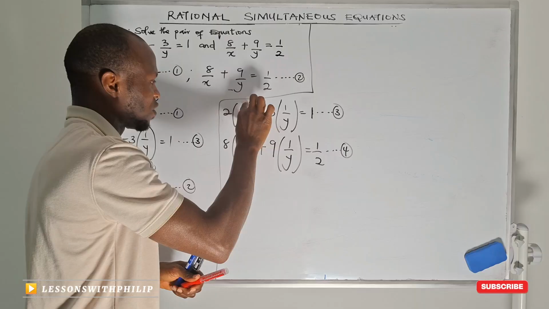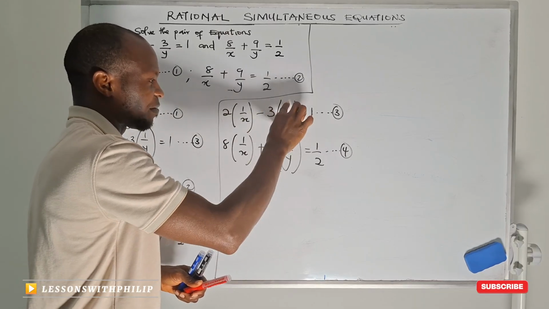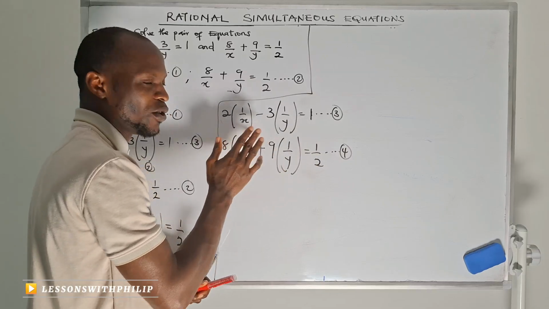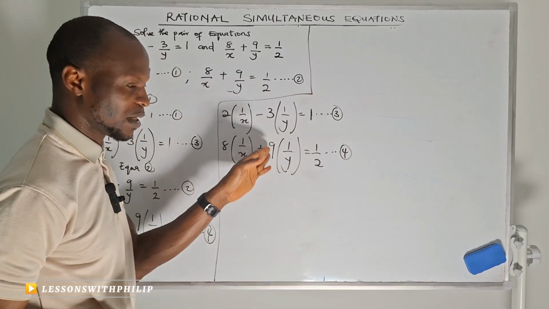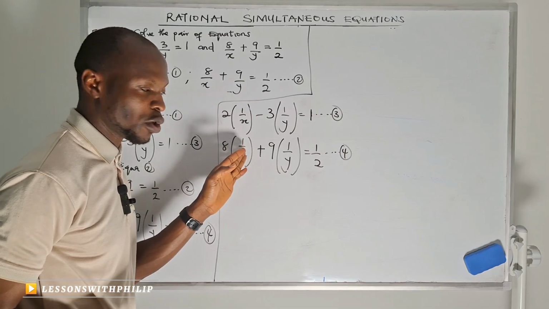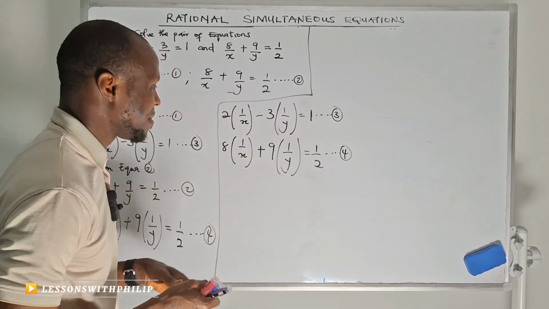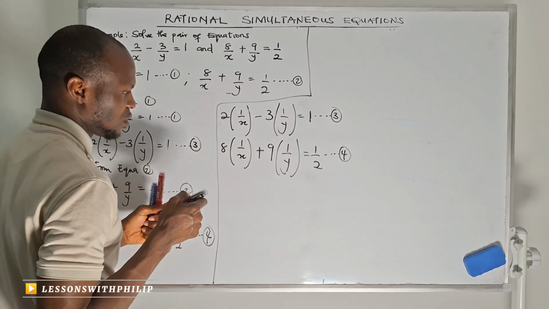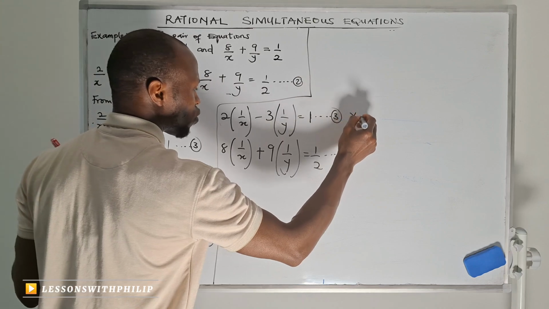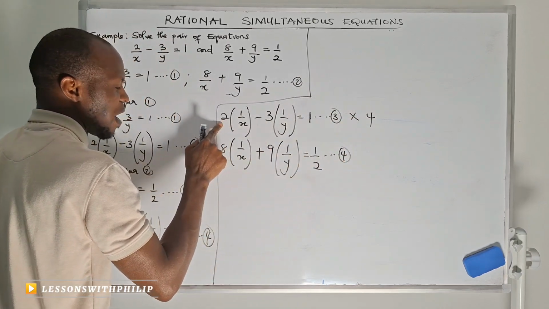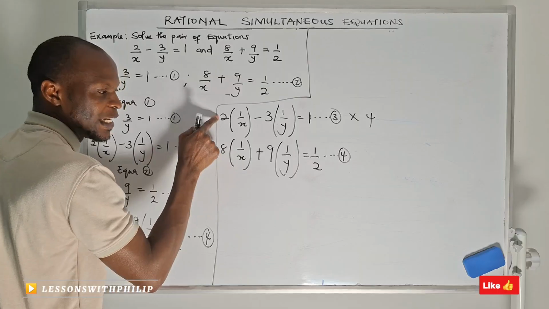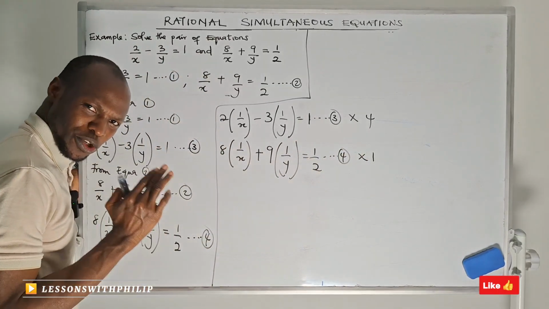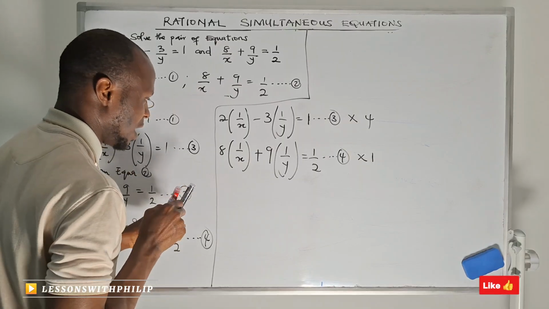Now what I need to do is, the coefficient of this 1 over x is 8. The coefficient of this 1 over x here is 2. The coefficient of 1 over y is minus 3. The coefficient of 1 over y is plus 9. They don't have the same coefficient, the y does not, and x also does not. So I can make either x or y have the same coefficient. So I want to make x have the same coefficient. So I multiply this equation by what? By 4. If I multiply this 2 by 4, it becomes 8. So we have 8, 8. Since we have the same thing, I'll just multiply this one by 1. Do you follow? Okay. Now, if you are following me, let's go.